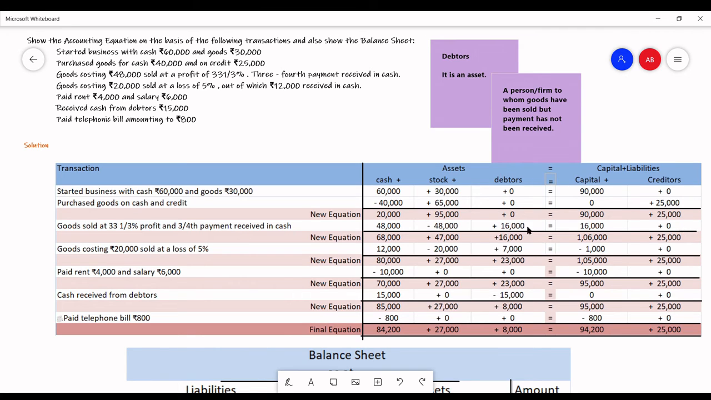Now, at any point of time, if you want to verify the accounting equation, you can do that. The total on my left hand side, that is the total of the assets, will be equal to the total on my right hand side, that is the capital plus liabilities. Now again, I'll do a total.